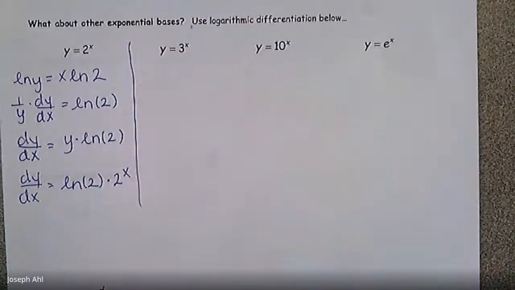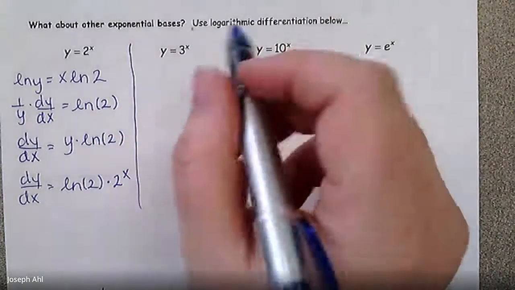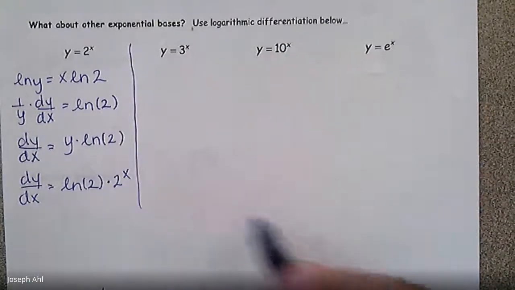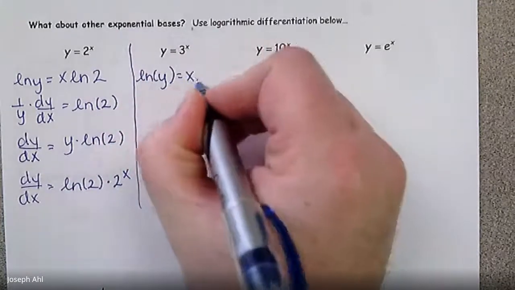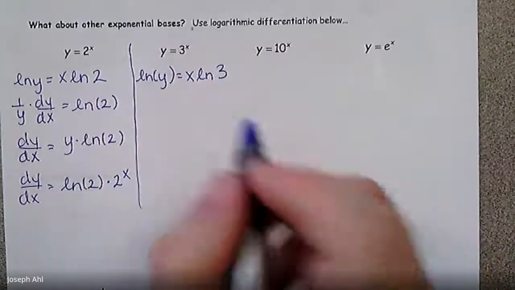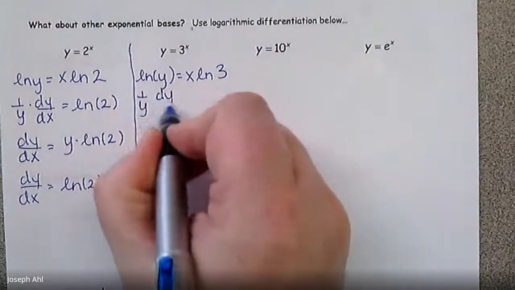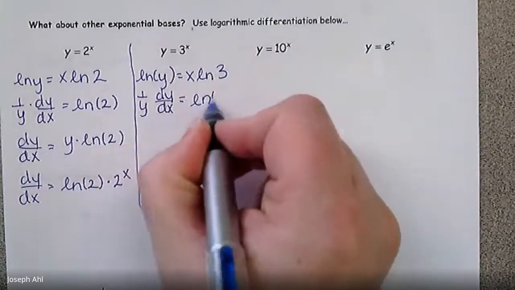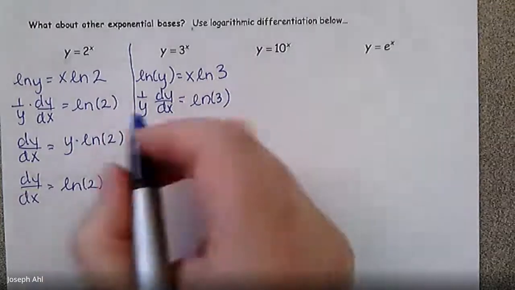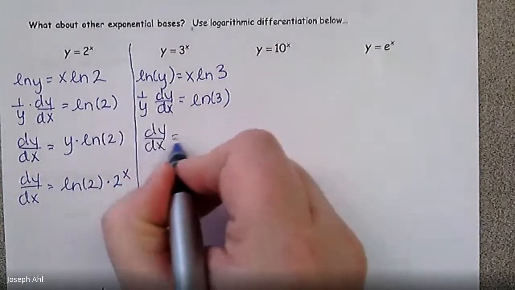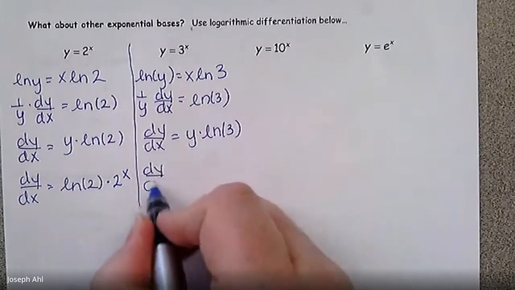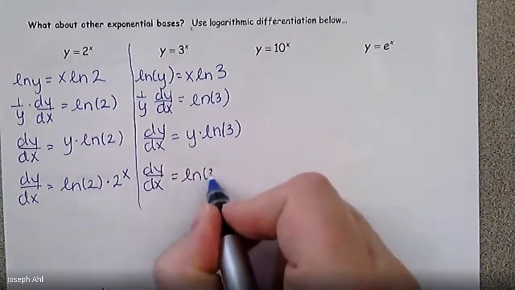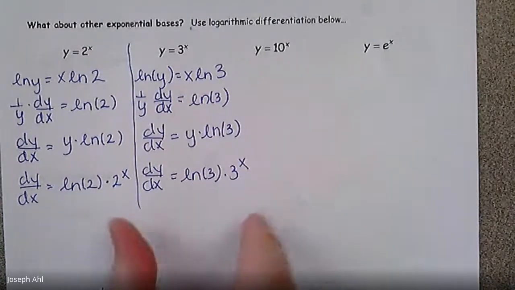All right, well, you guys can actually hit pause at this point and go ahead and try it for these other exponential bases. By the end, you'll have very quickly developed a pattern that we want to establish here, but I'm going to keep going. We get ln of y equals x ln 3. Take the derivative, 1 over y dy dx equals ln 3. Multiply the y over. And oh yeah, y is really 3 to the x. So here dy dx is the natural log of 3 times 3 to the x.